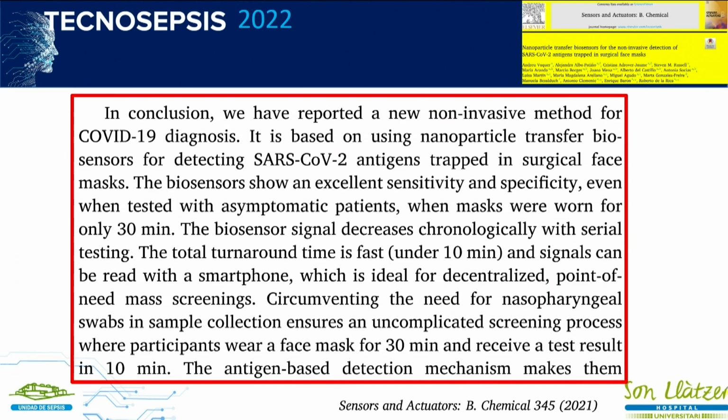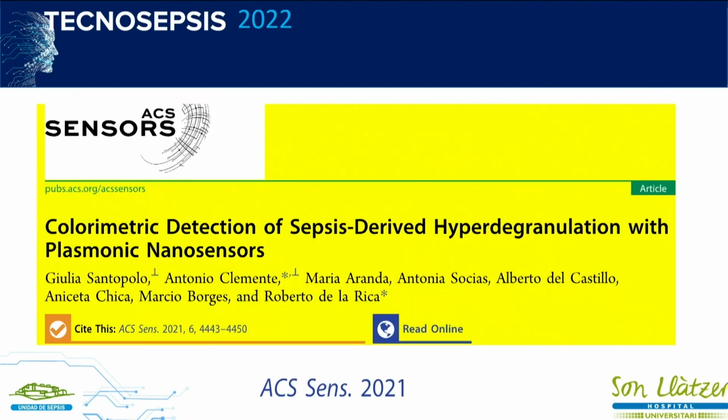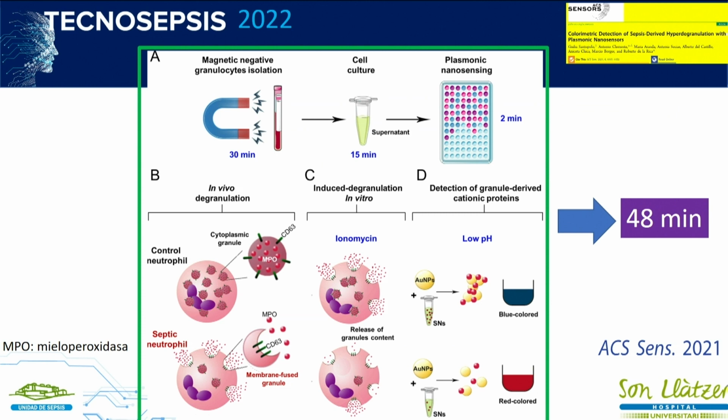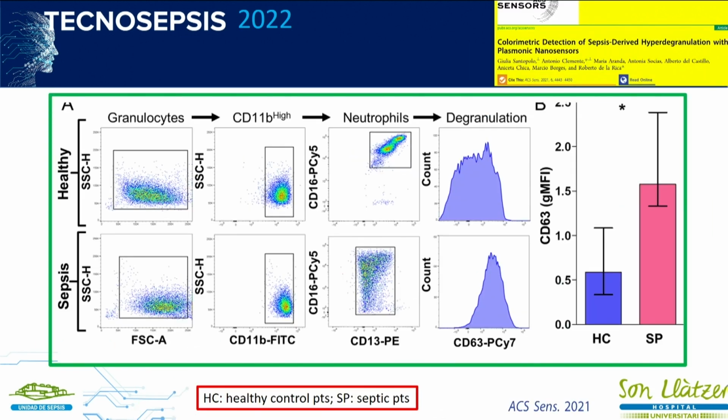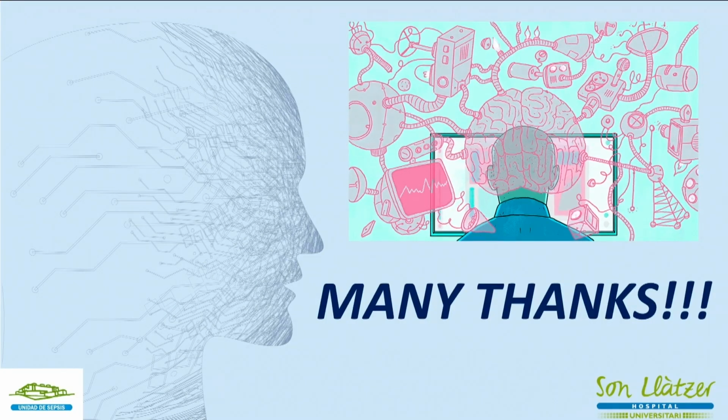And the last is degranulation using nanosensors. Patients with sepsis have a deficiency of degranulation of neutrophils, and we can identify this very fast using nanoparticles, in this case CD18. Okay, thanks so much.